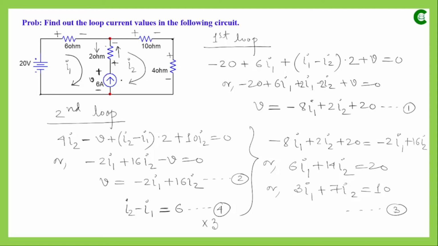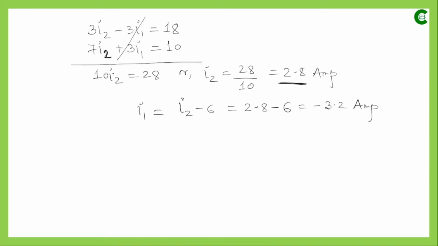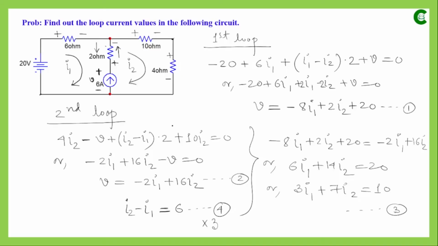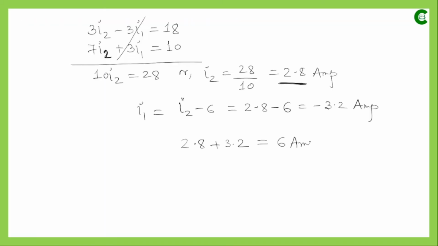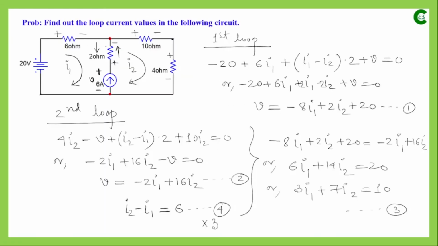So through this current source, the 2.8 ampere will be flowing, and in the first loop the current that we assume is actually flowing in anti-clockwise direction, and that value is 3.2. So now if we add them, 2.8 plus 3.2, in upward direction as per this ampere, which is matching with the value of the current source. So this is the solution, and this way we can solve.